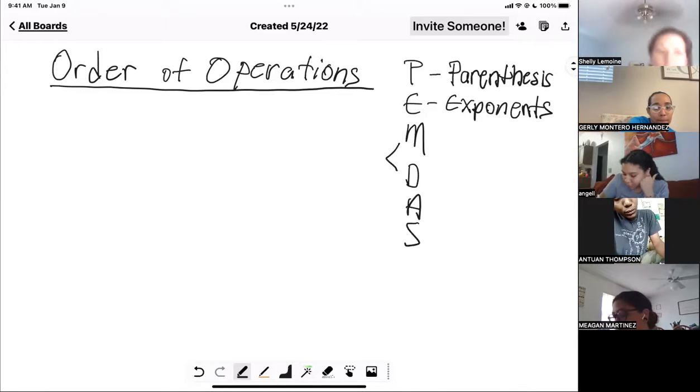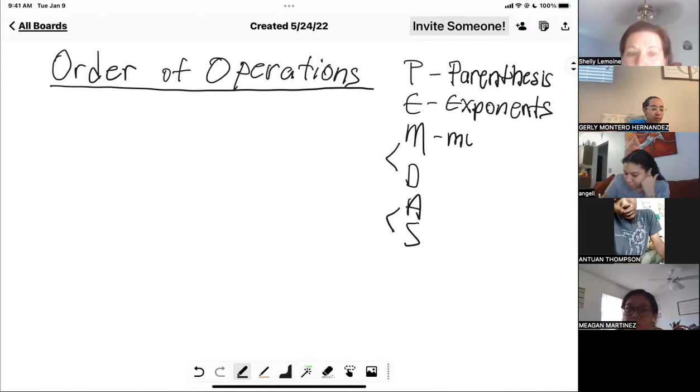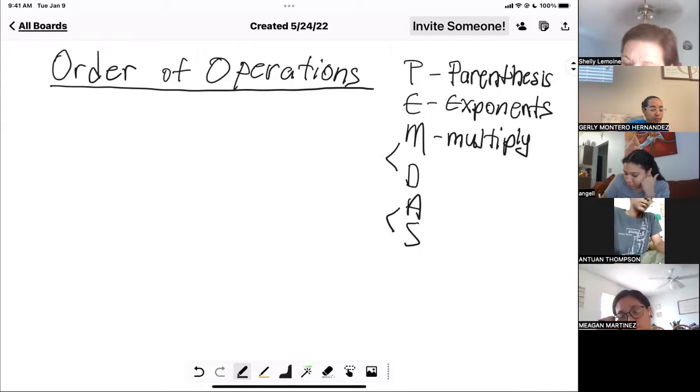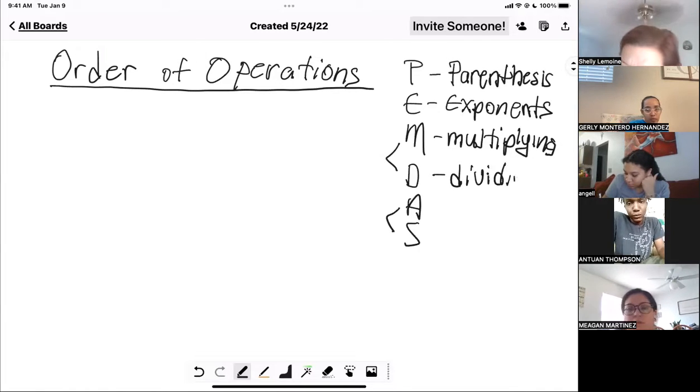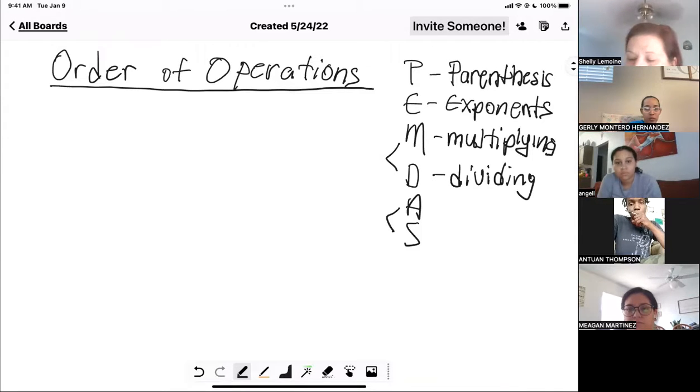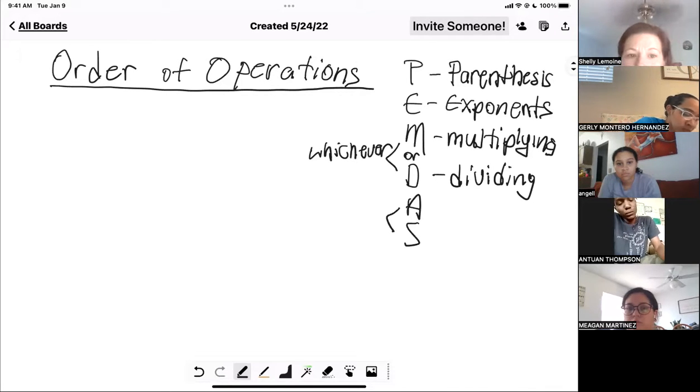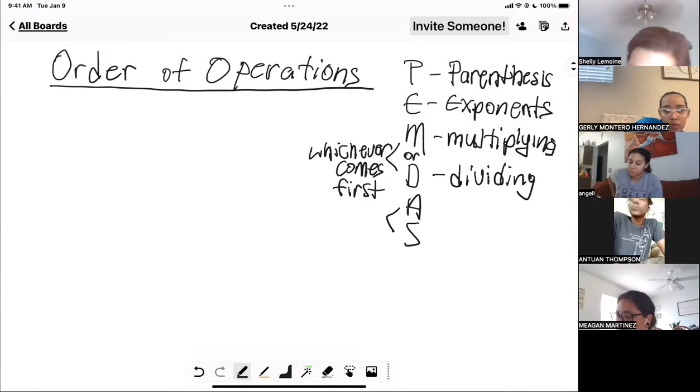Now, this is where I find some misunderstanding on PEMDAS. This is multiplying. And this is dividing. Hey, listen, you do not do parentheses, exponents, multiplying, dividing in that order. No, it's parentheses, exponents, then multiplying or dividing, whichever comes first.